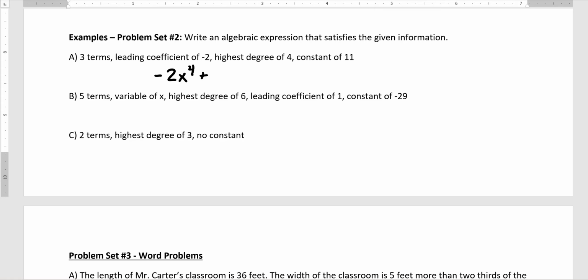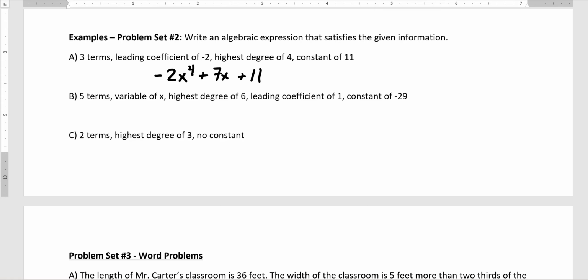Then I could have anything here. I need another term before my constant, which will be my last term. That's 11. So you could say x to the 3rd. You could say x squared. You could even say 7x right there, and that would work. Let's check it. It has 3 terms. The leading coefficient is negative 2. The highest degree is 4, and it has a constant of 11. So we nailed it.